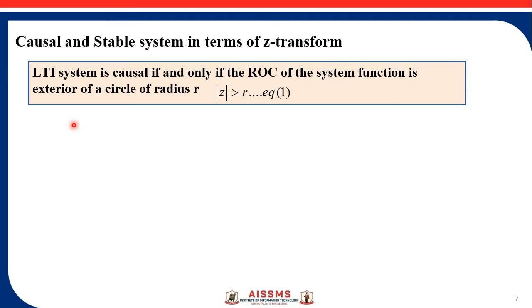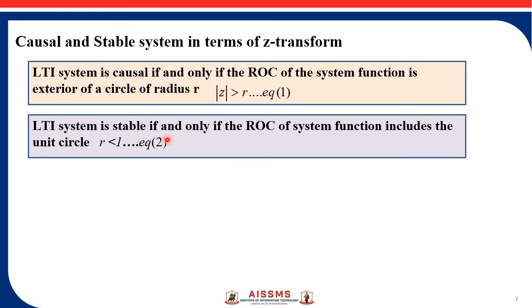Now we want the LTI system to be causal as well as stable. So let us learn how to define a causal as well as a stable system. Now we know that the LTI system is causal if and only if the ROC of the system function is the exterior of the circle of radius r, that means mod z greater than r.